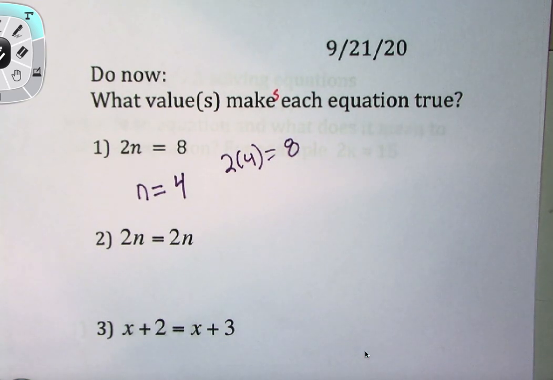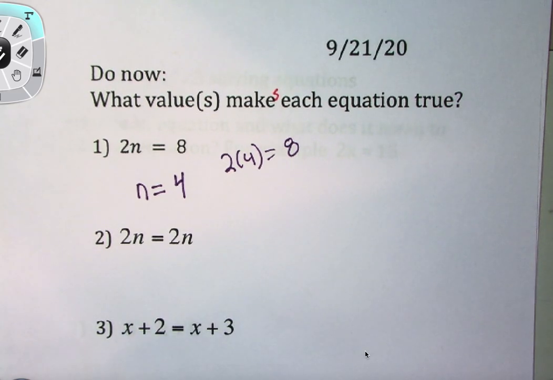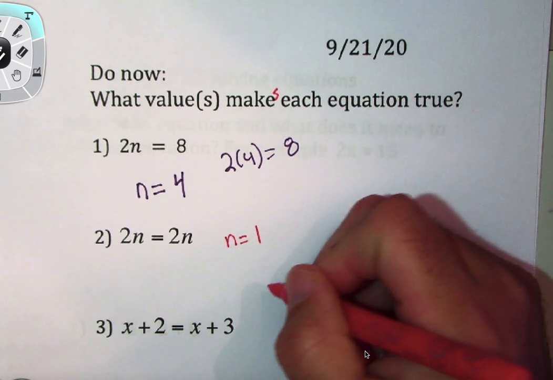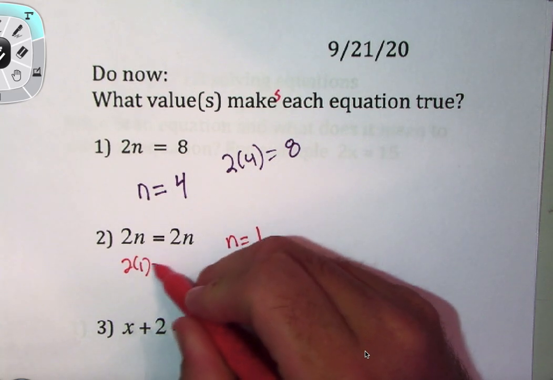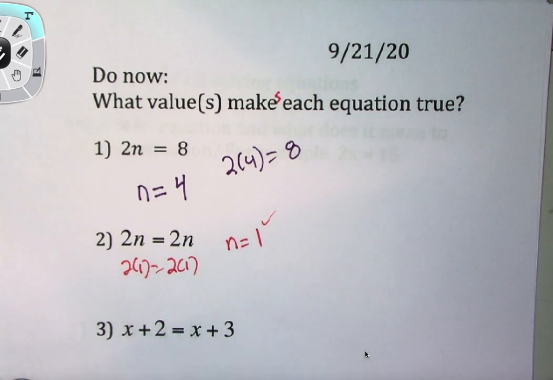Okay, how about the next one? Can you think of a number that you could put in for x, or n in this case, that will make this true? Anyone got a number? And someone might say 1. Okay, does 1 work? How do you know? Well, 2 times 1 equals 2 times 1. Great, awesome. Anything else besides that 1 works?